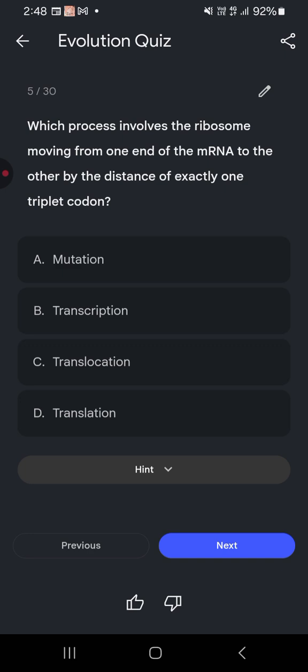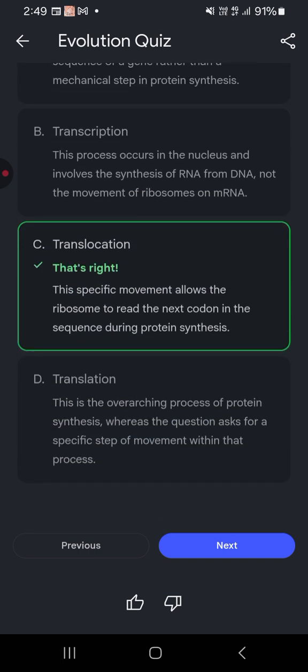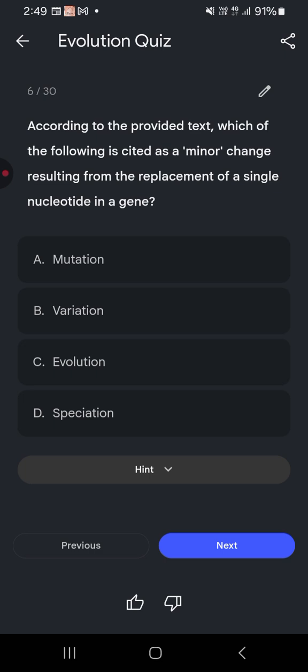Which process involves the ribosome moving from one end of the mRNA to the other by the distance of exactly one triplet codon? Because there is movement involved, we can say it is location. So the correct answer will be translocation. The specific movement allows the ribosome to read the next codon in the sequence during protein synthesis.